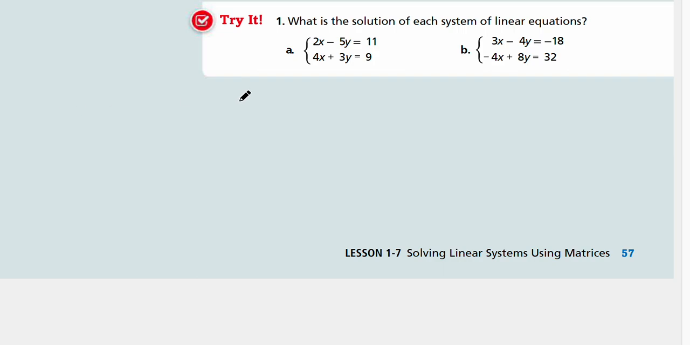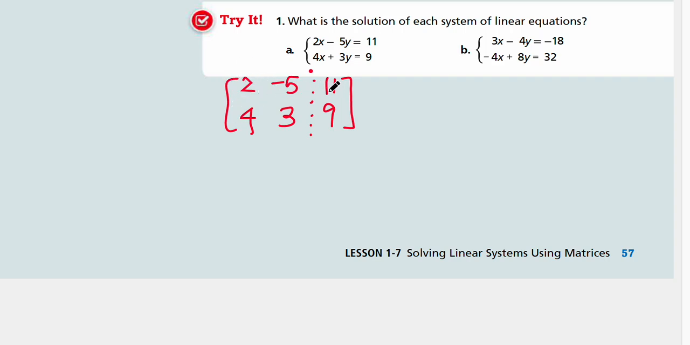Okay, let's check answers for try number 1A and B. So first, you want to rewrite them in matrix form. So your augmented matrix for part A should be 2, -5, and then dot, dot, dot, dot, dot, 11. And then your second row would be 4, 3, and 9, right? And then you solve your matrices, your matrix one by one.